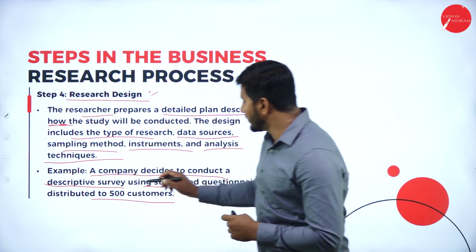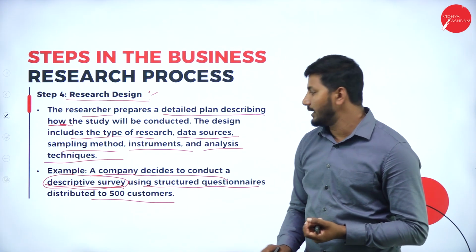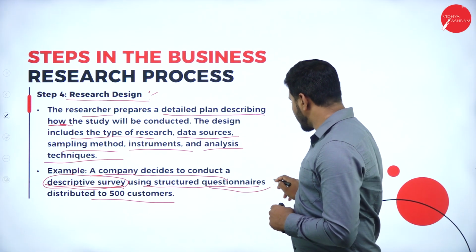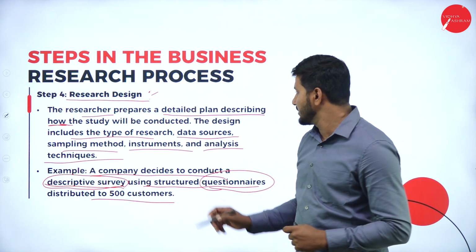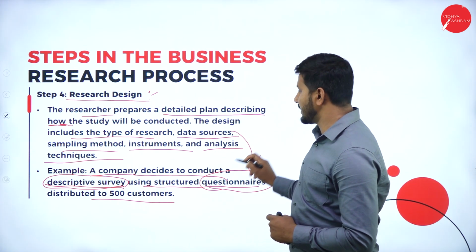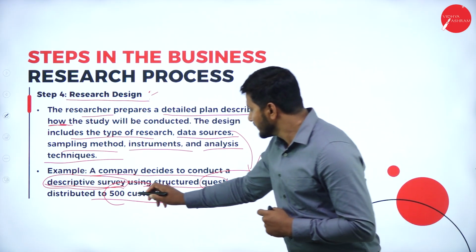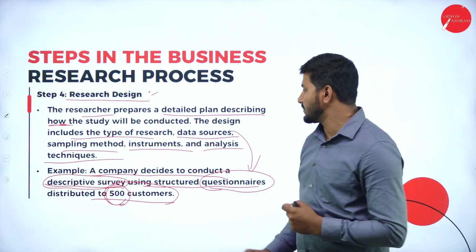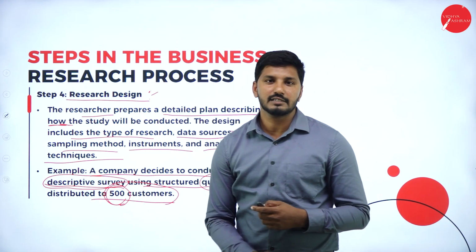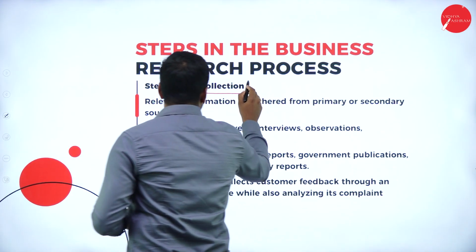customers. So here the descriptive survey, that applied method, is included. Along with that, the questionnaire is also included, the tools, how we are collecting data, the data sources with the questionnaires, and the quantitative research will include the 500 customers. We have to distribute to the 500 customers. So this is the way the research design will be working. So then next we move on to data collection.